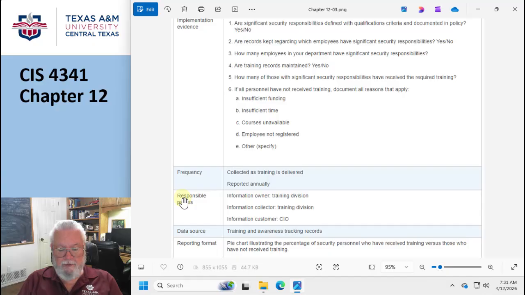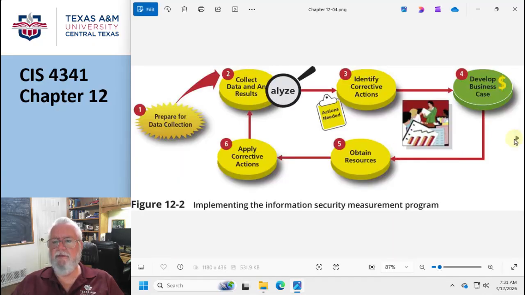Okay. So they talk about results-oriented analysis. This is a little buzzwordy, I'll confess. But basically they're talking about preparing for collecting your data, identifying any corrective actions, developing a business case, obtaining resources, and applying the thing, and just going through it again. So this is essentially the same thing as gathering information, analyzing, implementing, looking to see, and making changes. It's a continuous life cycle thing. Implementation measurement, as they call it.